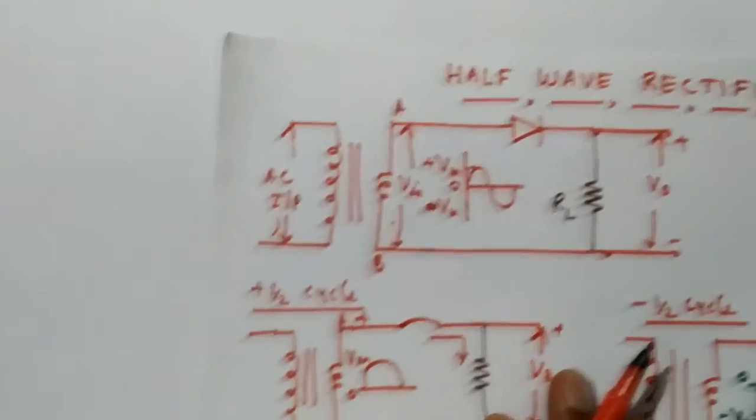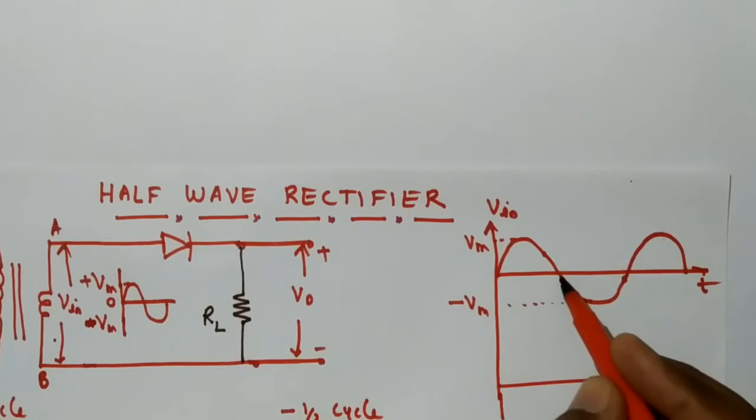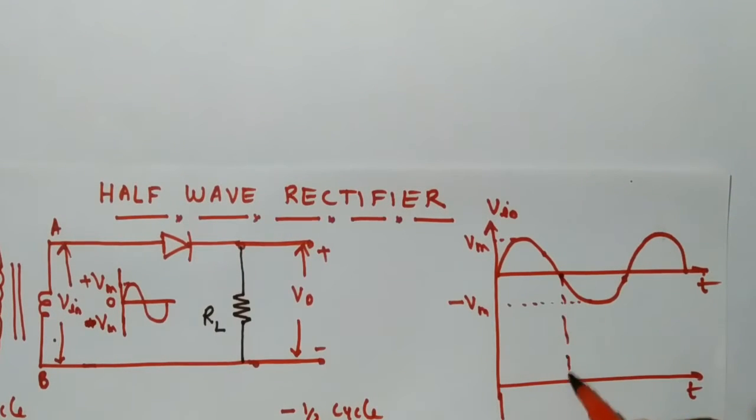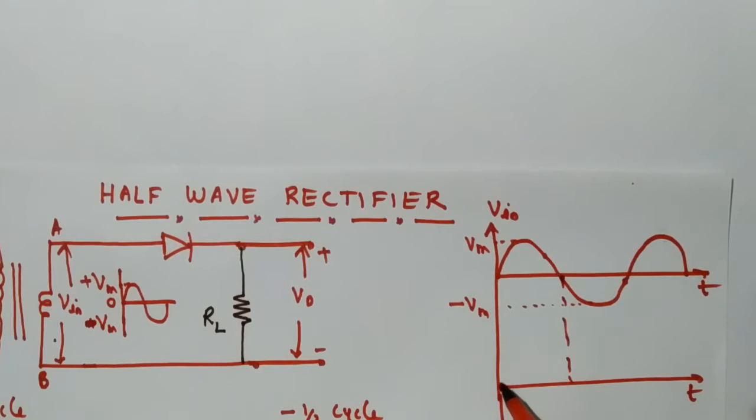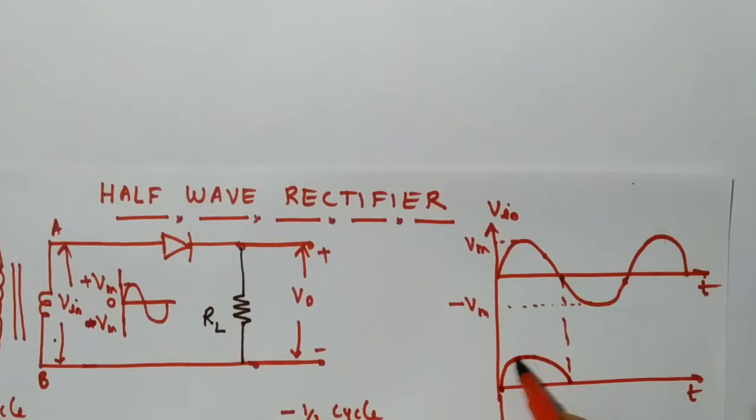So, in the positive half cycle, the input voltage is this and this is the output voltage with Vm. This is the peak value.